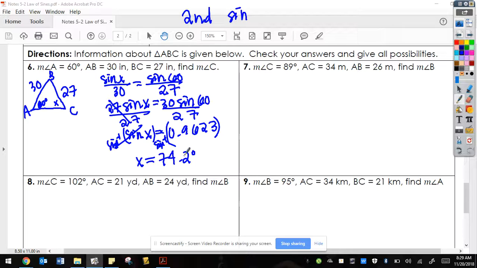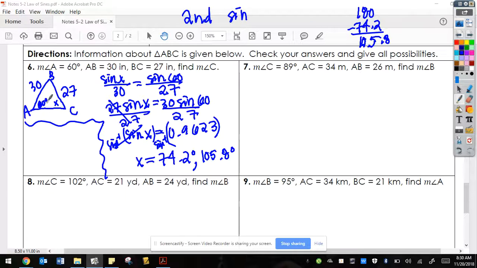We use law of sines, then we need to figure out, okay, well, if this angle is 74.2, it's also possible that 180 minus 74.2 could be our other answer, which would be 105.8. Well, I wrote that wrong. Hold on, sorry. That should be 105. Okay, so 105.8 degrees.